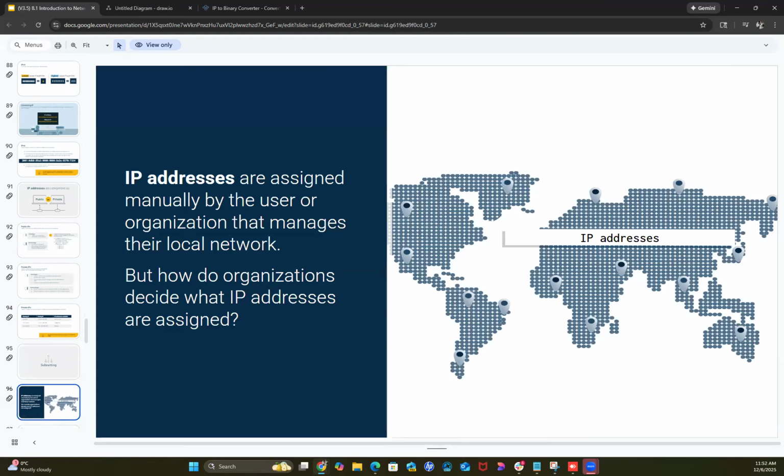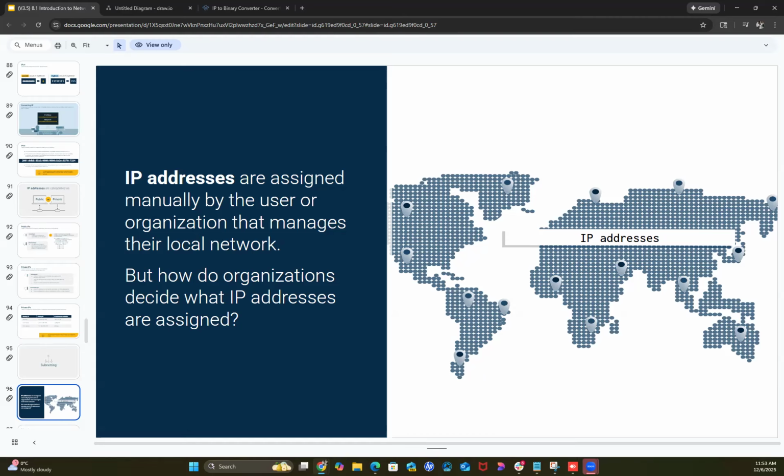Subnetting. So what is subnetting? We know that the IP address is the address of a user's device. These addresses have to be assigned manually by the user or organization that manages their local network. But how do they decide what IP addresses are assigned? Organizations typically provide a range of IP addresses that they distribute across their departments and devices. Organizations often group devices together on a network for organization and efficiency reasons.